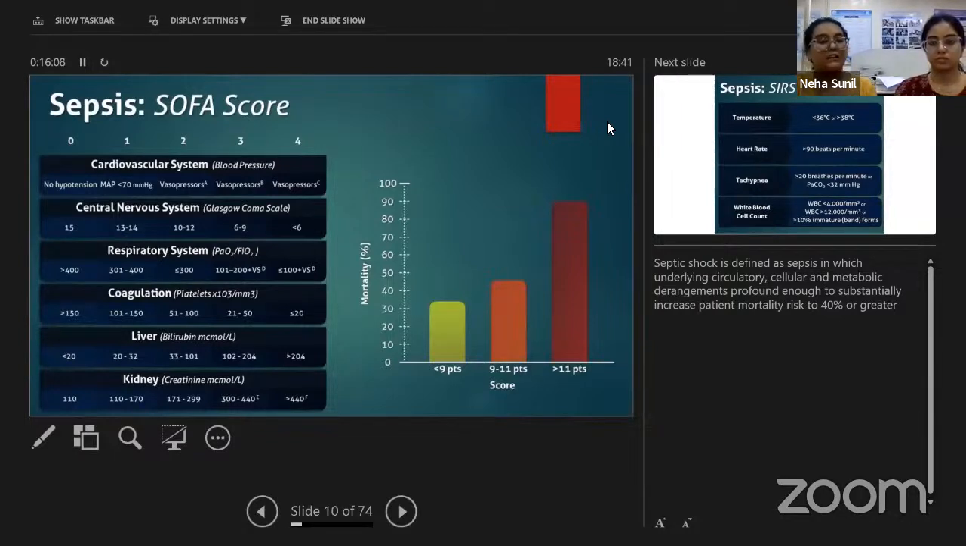In the cardiovascular system, we'll be looking at blood pressures, the mean arterial pressures, whether vasopressors are being used or not. In the central nervous system, we look at the Glasgow Coma Scale. In the respiratory system, we look at the PaO2 and FiO2 ratio. In coagulation, we look at the platelets. In the liver, we look for bilirubin, and in the kidney, we look for creatinine levels. An increase in the number of points achieved through this score is showing the mortality as depicted in the graph.